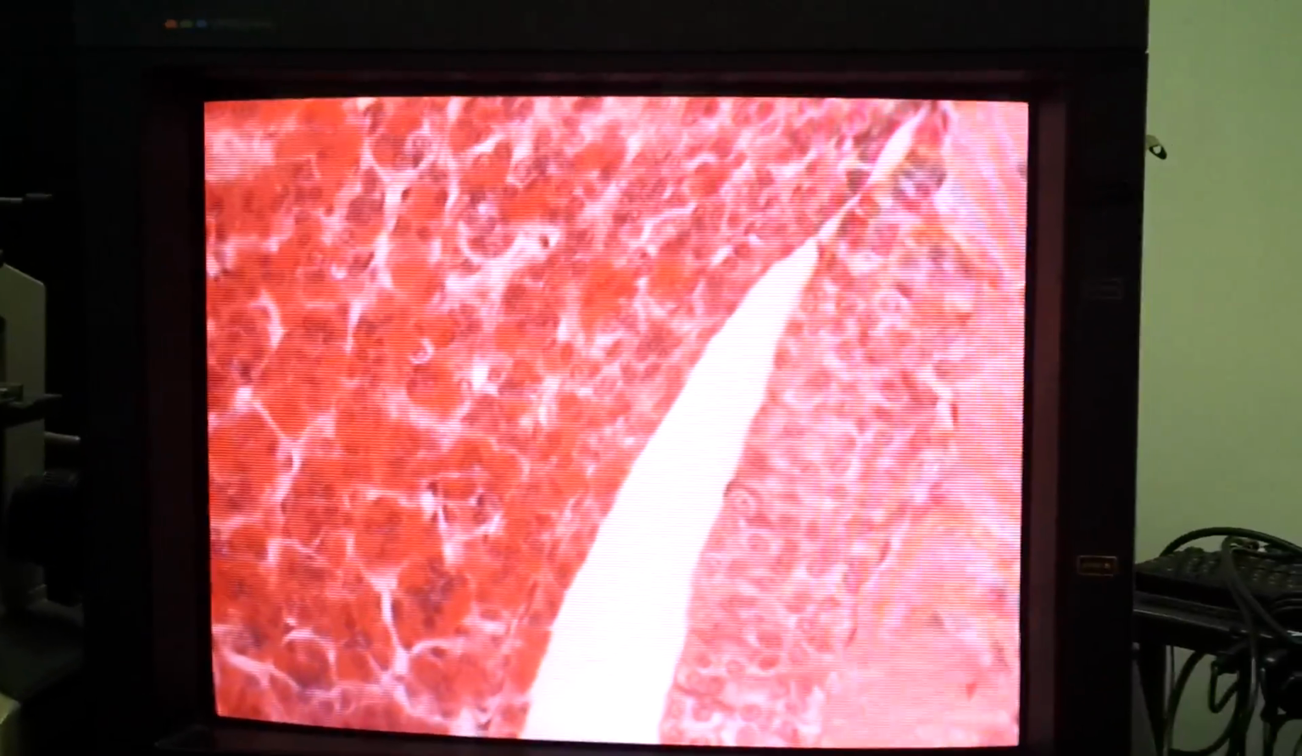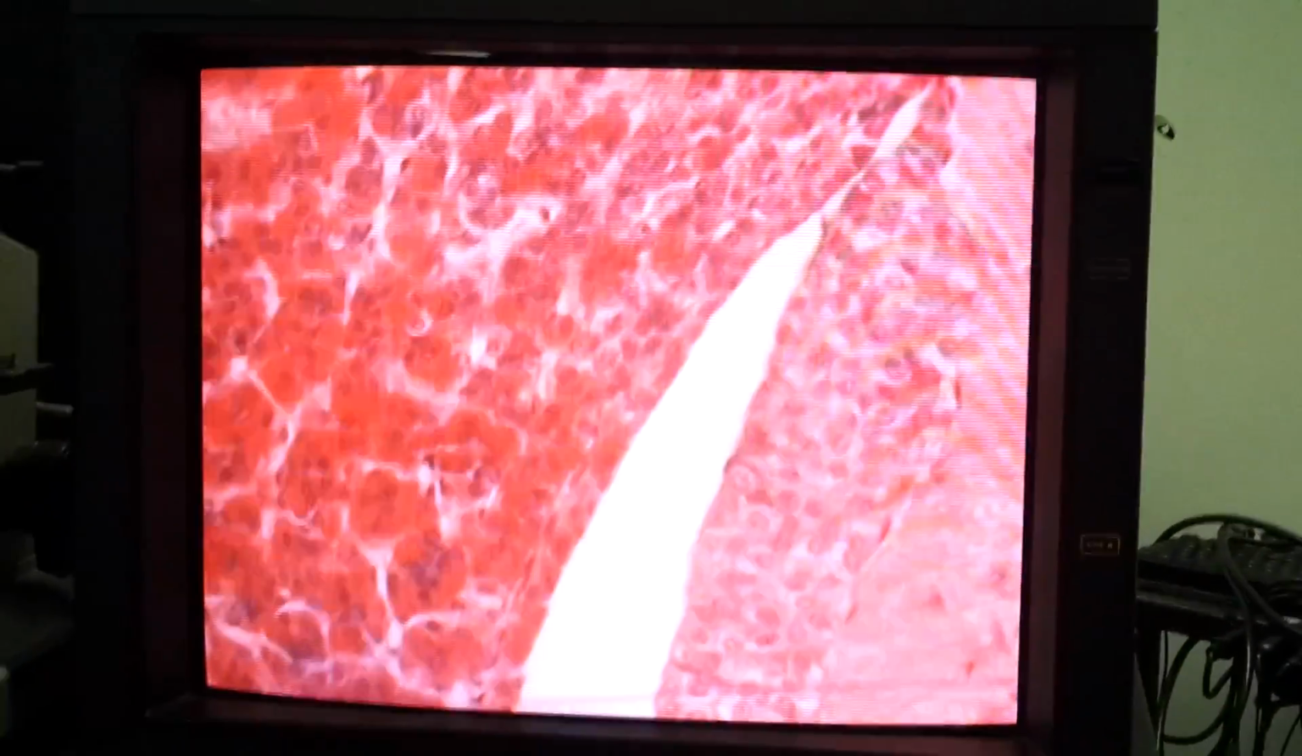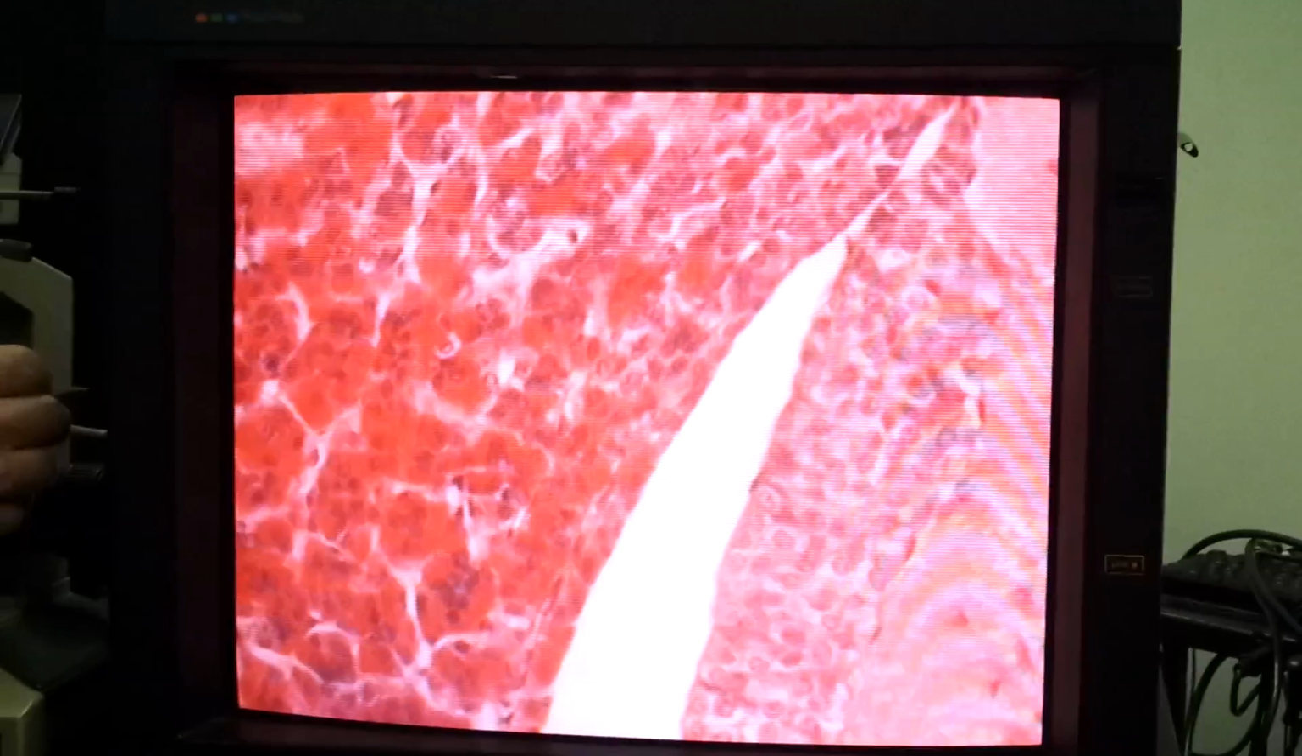So anyway, that's what you have. You can expect at least one low power view and at least one high power view of the pituitary hypothalamus slide. All right. Let's see. That's 6 questions.